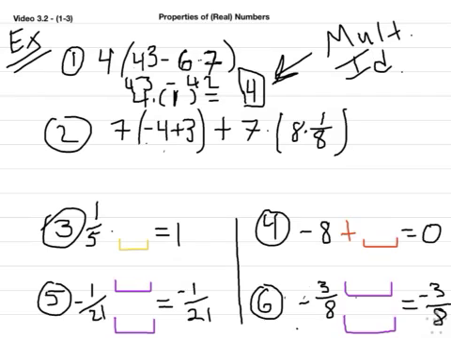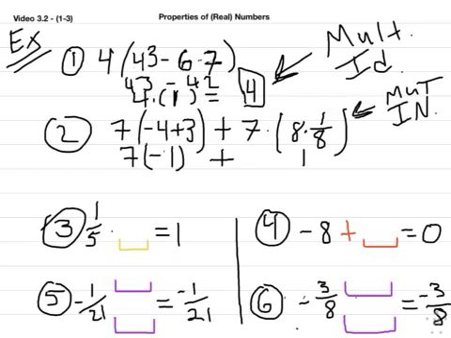Okay, how about number 2? Let's evaluate these guys. Okay, negative 4, same thing, parentheses first. Let's see, so negative 4 plus 3, that gives us a negative 1. Okay, and then 7, that's multiplication right there. And then plus, we got 8 times 1/8. Okay, what is that? Well, look at that. It's reciprocal, so that's going to be 1. Which property is that? Multiplicative inverse, right? Is a reciprocal. So we got positive 1 there.